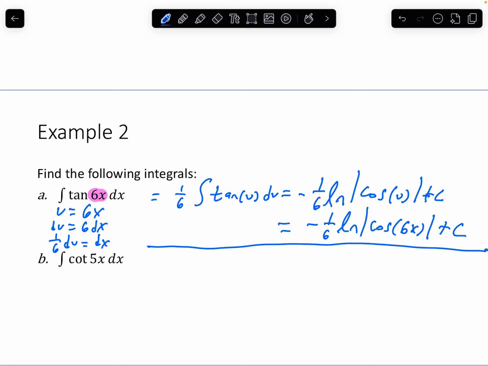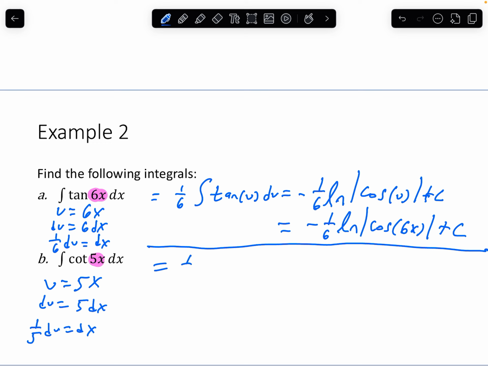And this one underneath it, the integral of the cotangent of 5x dx. So the 5x again will be our u, and the derivative of 5x, so du, will be 5 dx. Again, there's no 5, so divide by the 5. This makes 1/5 du equal to dx.